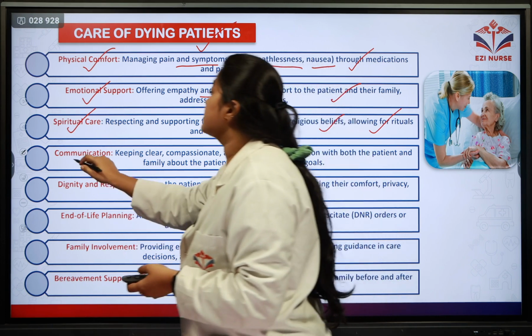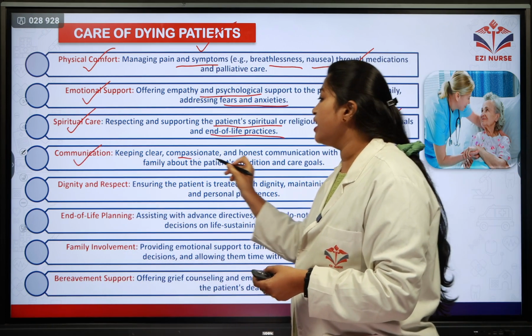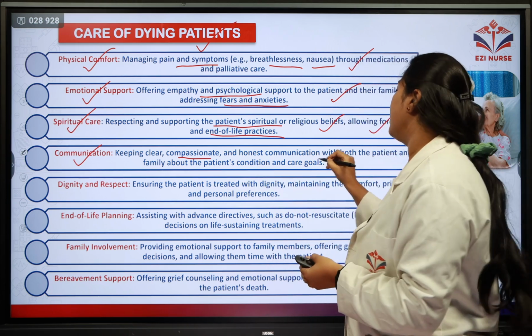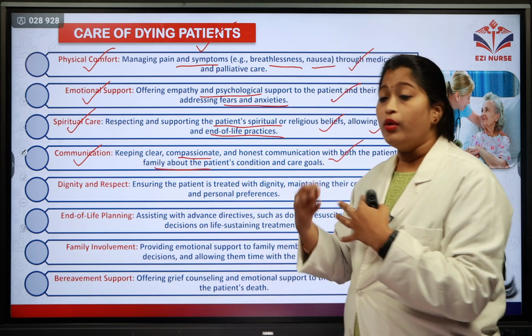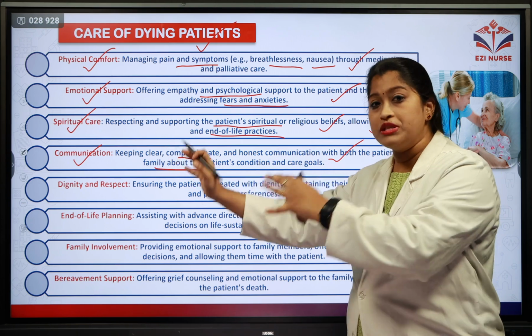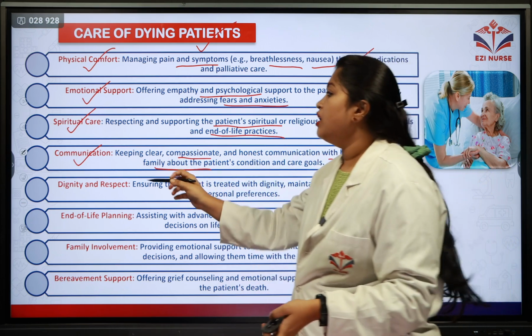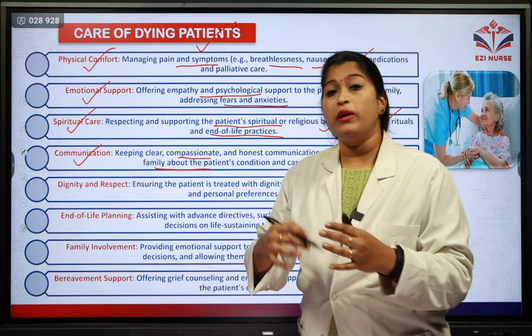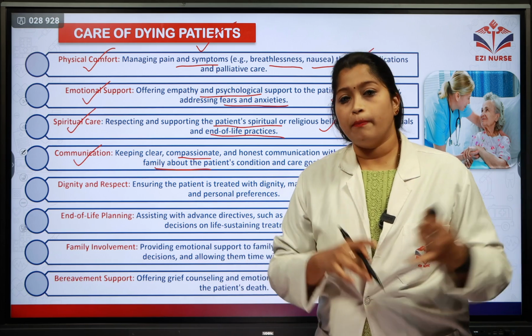The next care is communication. You need to keep a clear as well as compassionate and honest communication with both patients and their family members about the patient's condition, and you need to make sure the care goals you have set are fulfilled. When you are communicating, you need to be quite clear about what you're communicating to the family and the patients.